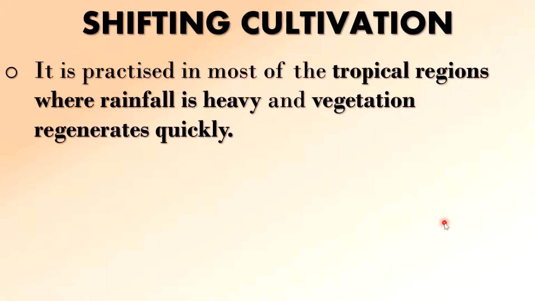Now first of all, let's know about shifting cultivation. Shifting cultivation is practiced in most of the tropical regions where rainfall is heavy and the vegetation regenerates quickly. Right? Now, why is it done? We are going to know about the process which is done in shifting cultivation. So it is practiced in most of the tropical regions where rainfall is heavy, right? And the vegetation regenerates quickly. Now, these are the two points which we need to know about the place where it is practiced.